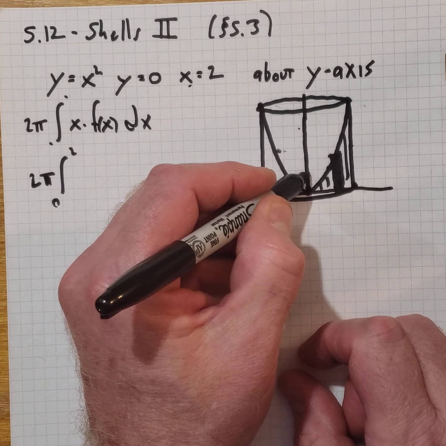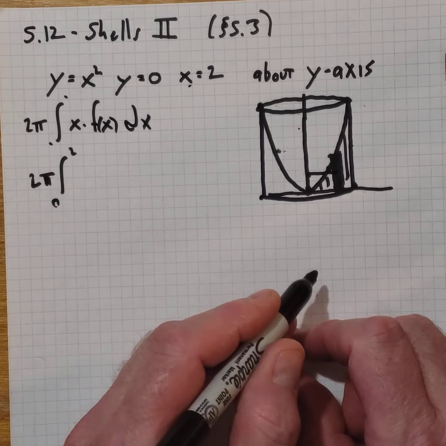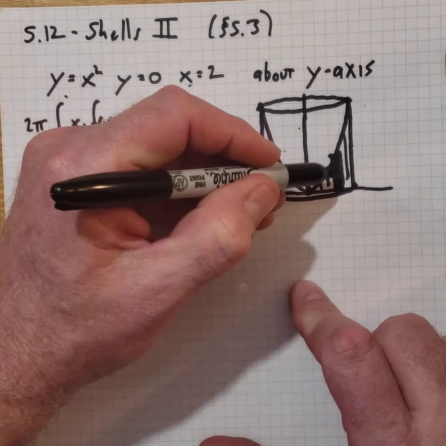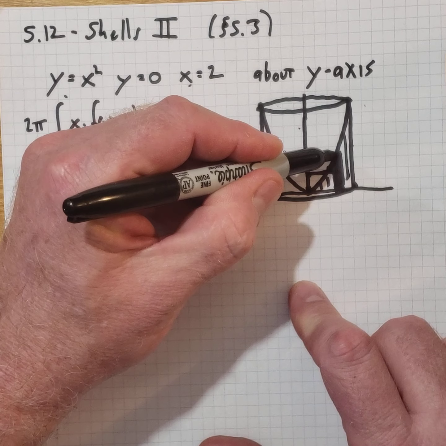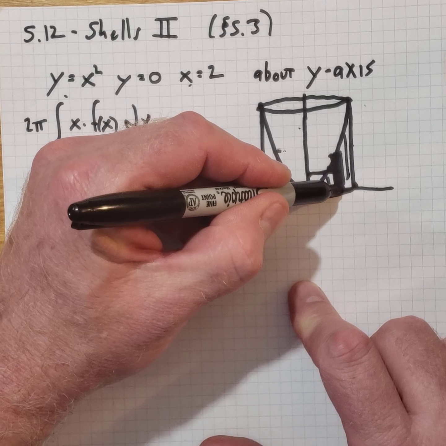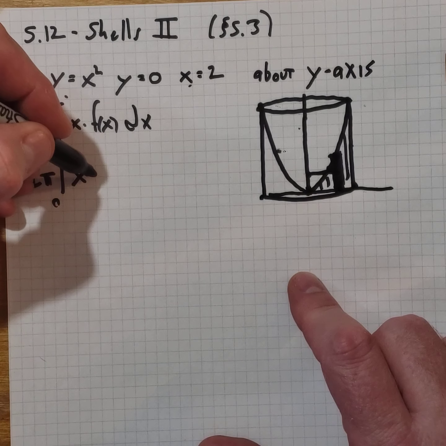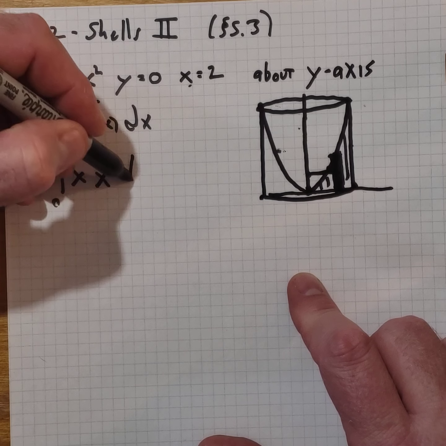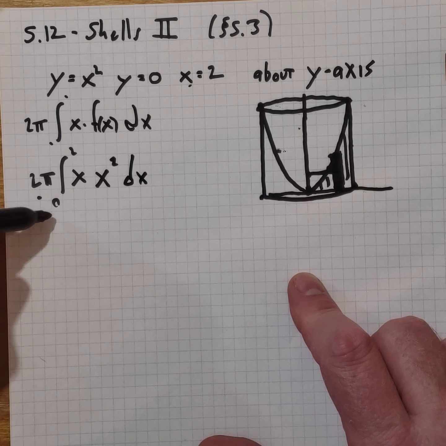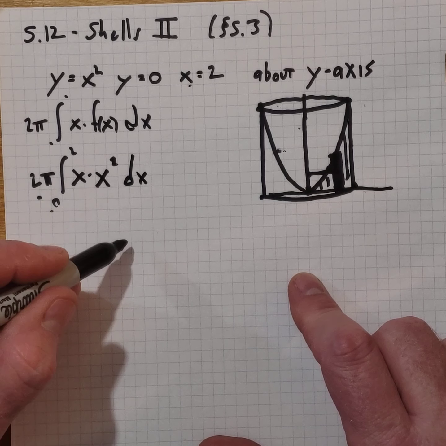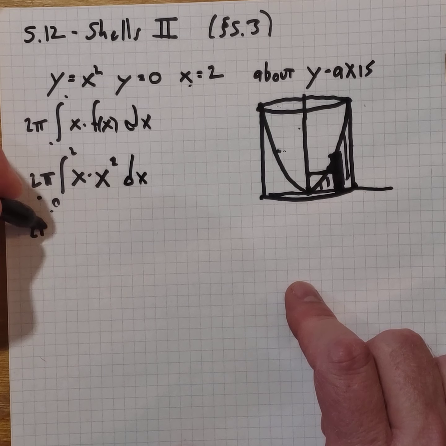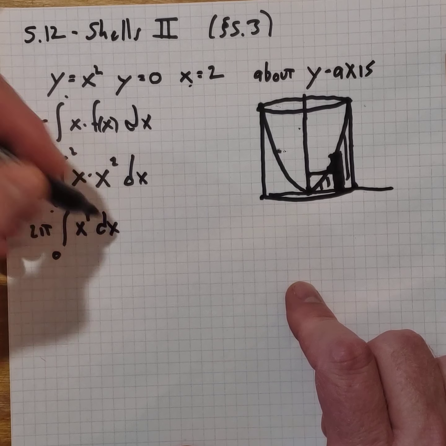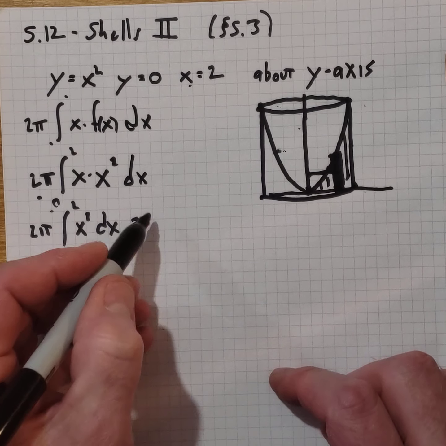X, remember, was the radius of the shell. It's the distance from the y-axis to the shell, but for us it's always going to be x. And then the height of the shell is f of x for the top curve, and you can think of 0 as the bottom curve. So that's just going to be our f of x, which is x squared in this case, dx. Okay, so 2 pi, get your a and b, x times the function dx, and we end up with 2 pi integral 0 to 2 of x cubed dx, which is easy to evaluate.